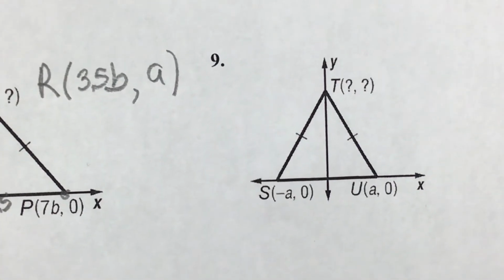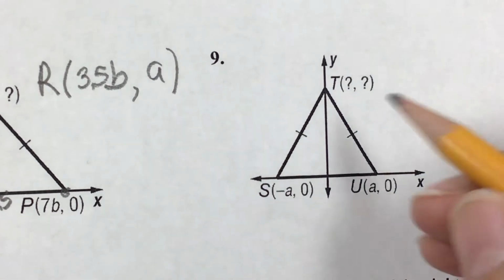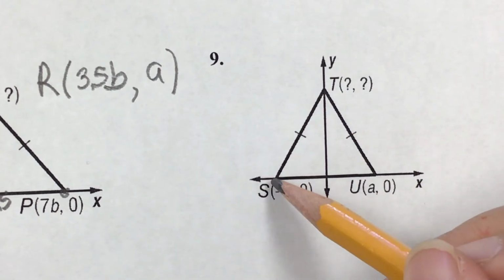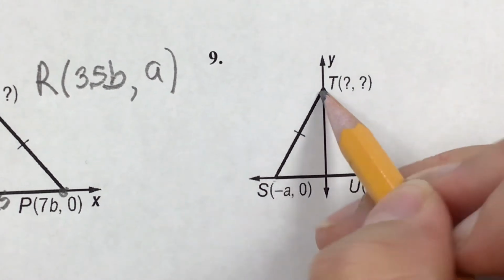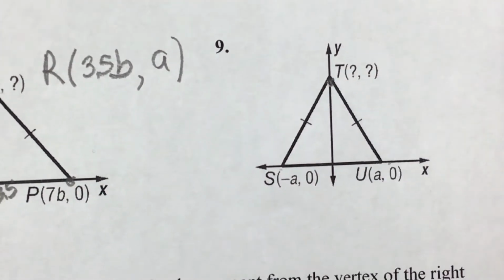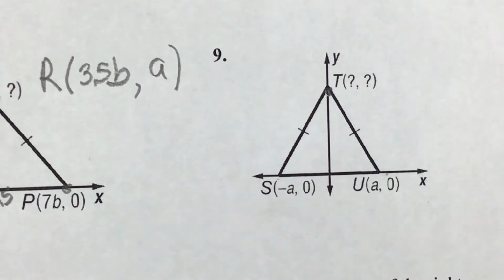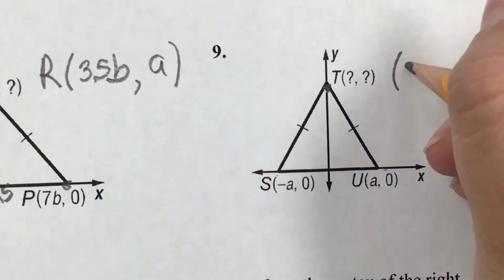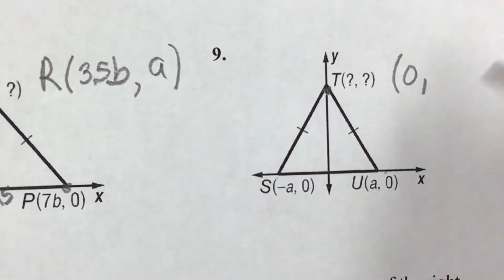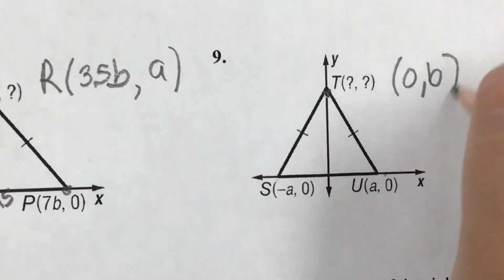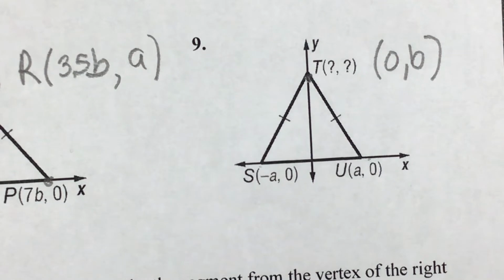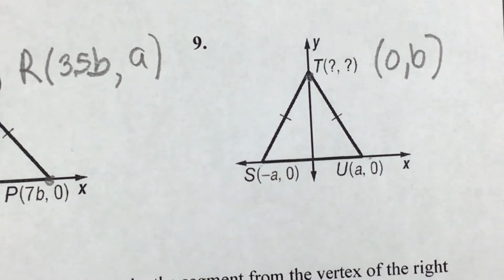Okay, for 9, we have negative a to a. That means that this point is still on the 0. It's on the y-axis, so your x value is 0. Since we don't know how tall it is, we can call it b. Just a different variable. You don't want to call it a because that's already on the x-axis.